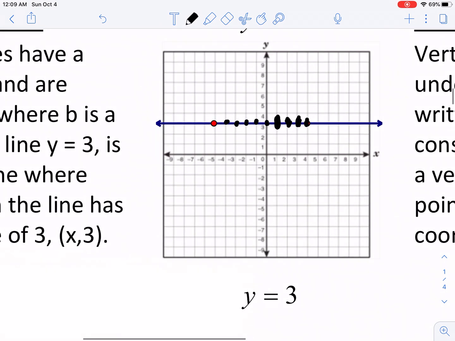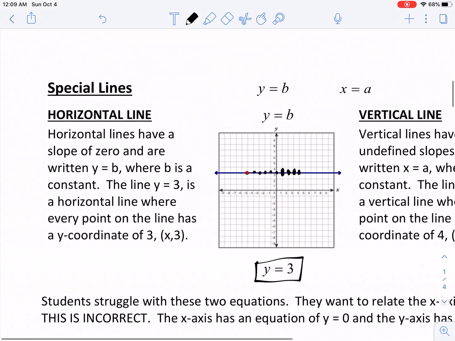Okay, for instance, we would call this guy y equals 3. So this horizontal line that has 0 slope, we would call y equals 3 because every point on the line has a y value of 3.